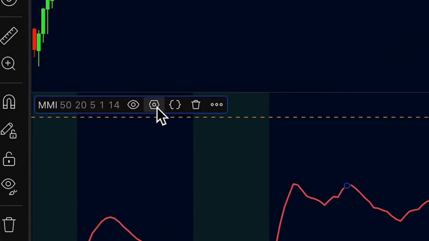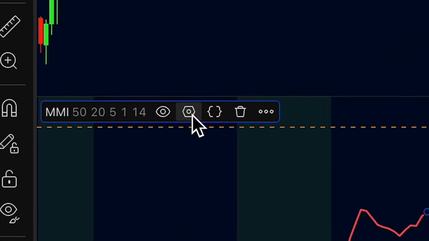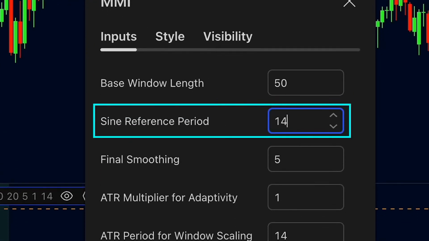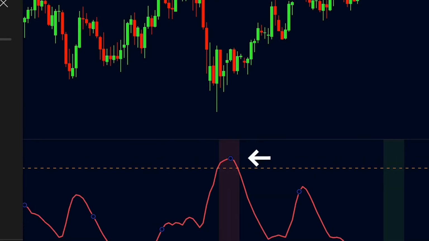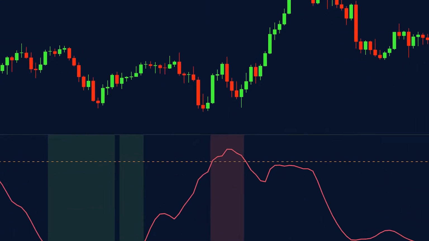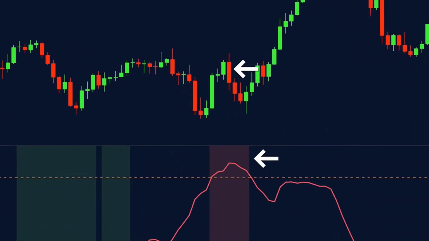Now, let's get your settings right for the best performance. Double-click the indicator to access the settings panel. Then you'll want to set the sine reference period setting to 14. This gives you the perfect balance between sensitivity and noise filtration. And for the final smoothing, set it to 3. This filters out false readings while keeping the indicator responsive to real manipulation events.